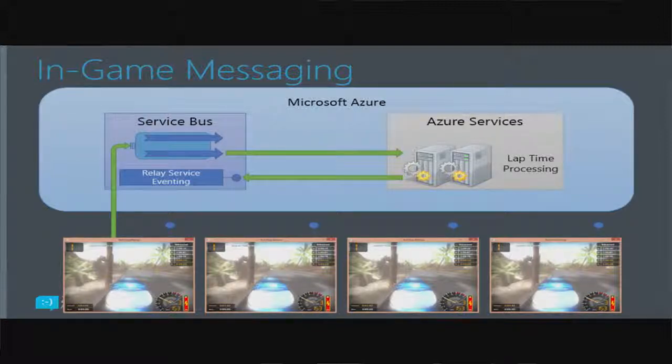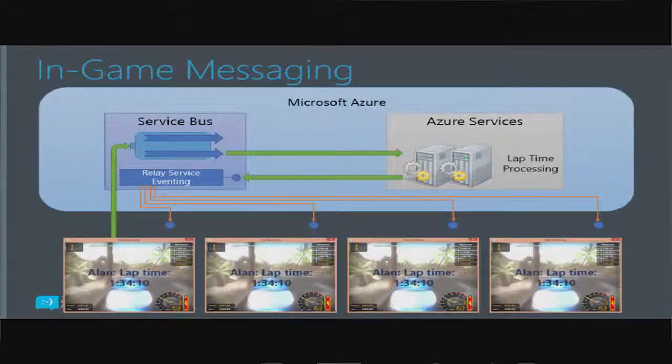So what the worker roles can then do is make a call out to this endpoint that's hosted in the relay service. And when that call is made, it's broadcast to all of the people who are playing the game. And that will basically result in a message appearing on the actual screen and scrolling up the screen saying Alan has set a lap time of 1 minute 34.10 seconds. So again, this is a nice way of being able to demonstrate how we can use these Azure services to improve the playability of a multiplayer game.